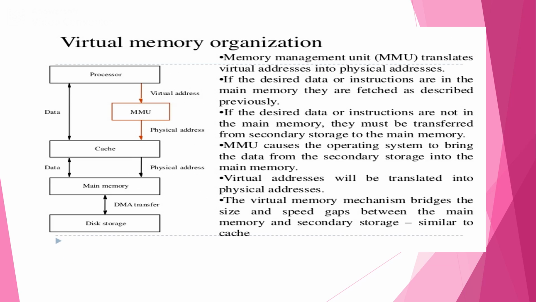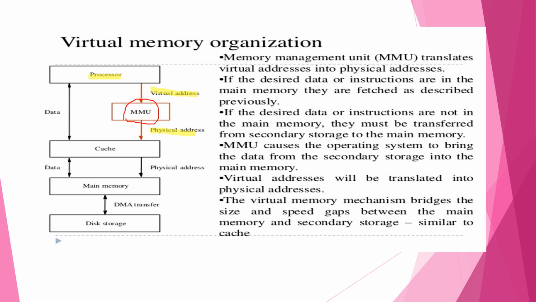So we'll consider memory, virtual memory organization. In the case of virtual memory, initially the virtual address space is to be mapped into physical address space before the processor can run the program. Here we can observe that we are having an MMU block, that is the memory management unit, which will translate the virtual address into the physical address. Initially, the processor will issue the virtual address, and that virtual address will be converted into the physical address.